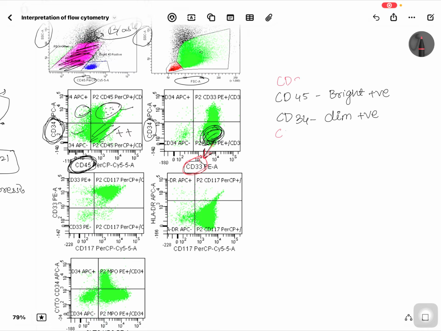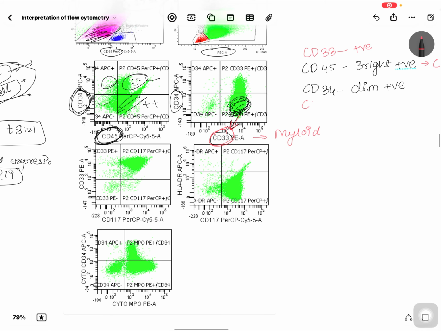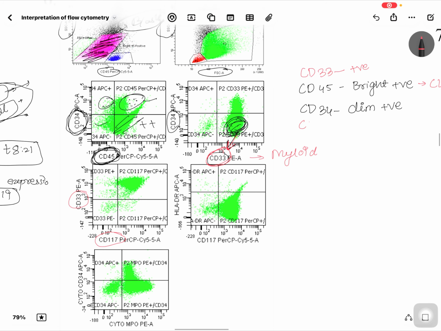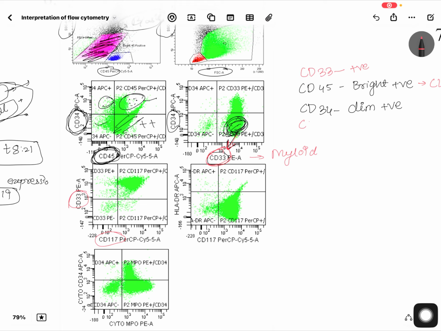Okay, then we write CD33 is positive, which is this. CD45 is a marker of common leukocyte antigen. Then CD34, this is again myeloid population. Okay, then again CD33 and 117. So CD117 and CD33 again is positive. So we write CD33 again is a myeloid marker. Okay, and here CD117 is again positive. HLA-DR is not that much positive.